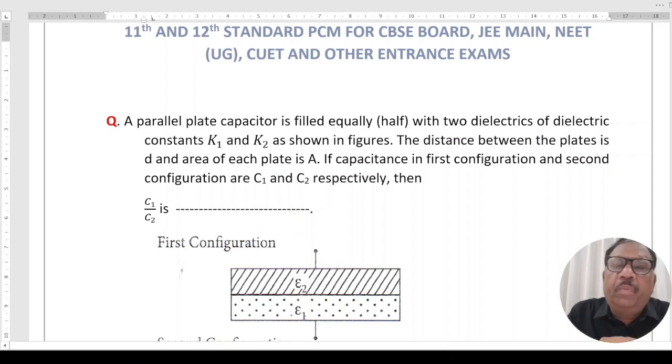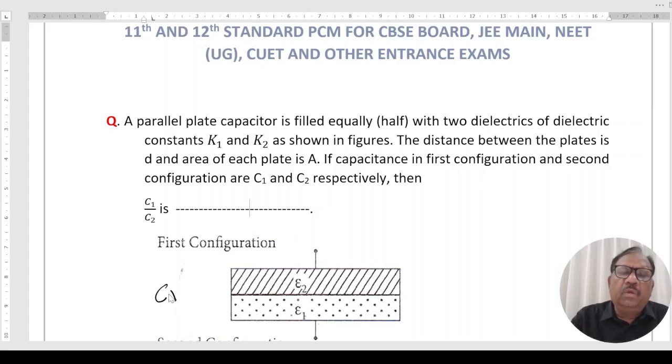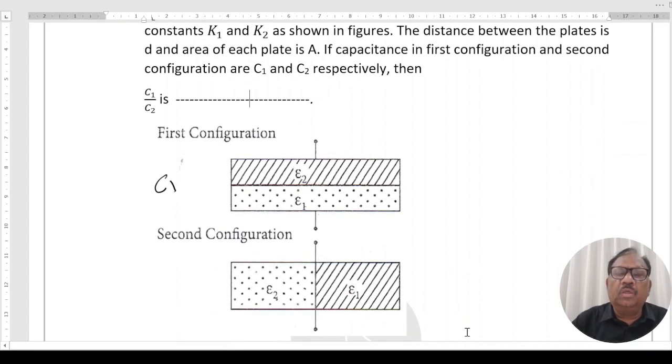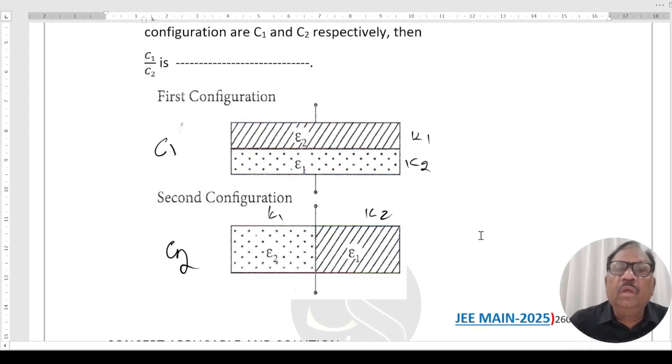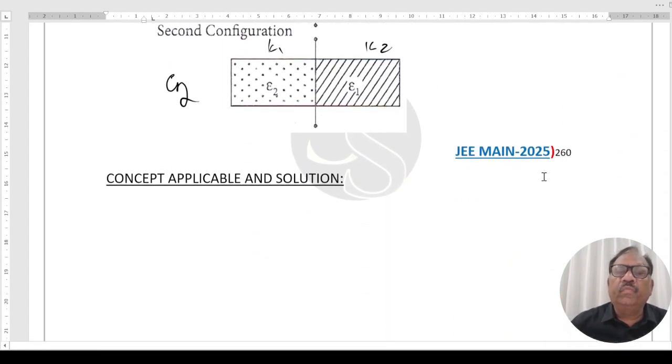Question is, a parallel plate capacitor is filled equally half with two dielectric constants K1 and K2 as shown in the figure. The distance between the plates is D and area of each plate is A. If the capacitance in the first configuration is C1 and in the second configuration is C2. Dielectric constant K1, dielectric constant K2, dielectric constant K1, dielectric constant K2. We have to find the ratio of C1 and C2.